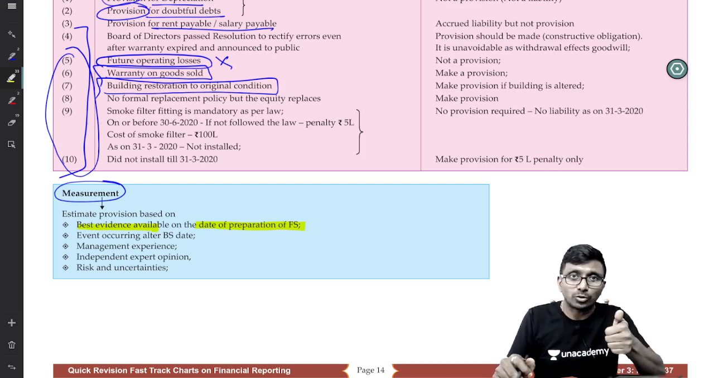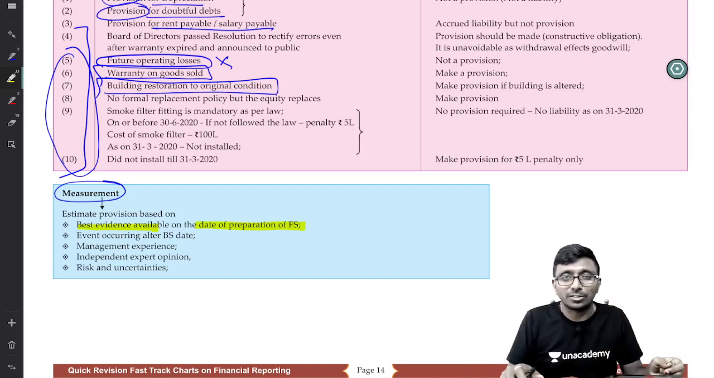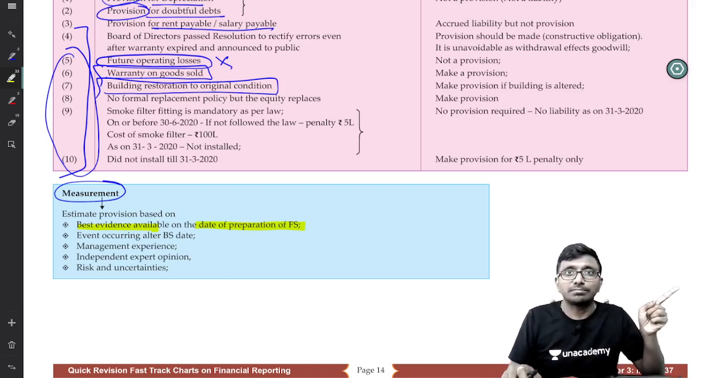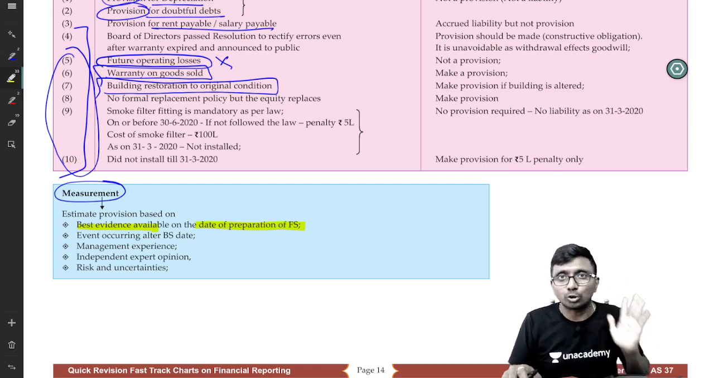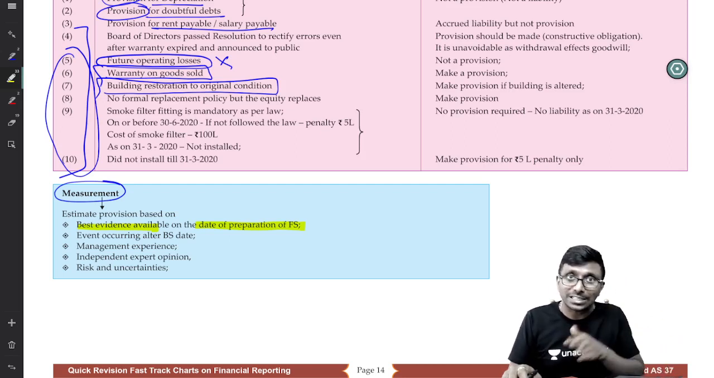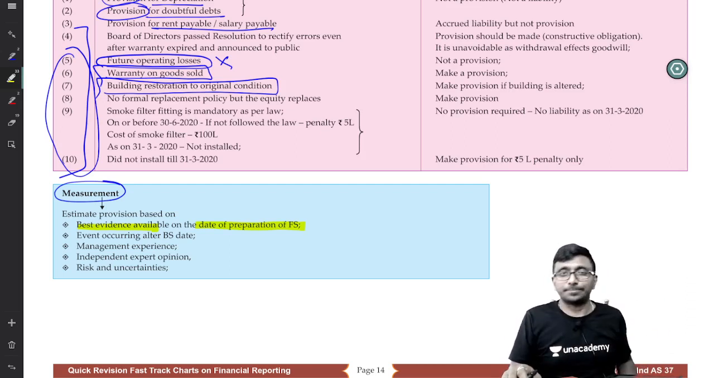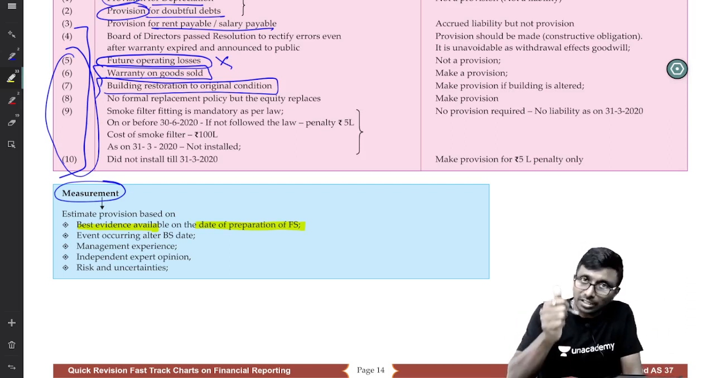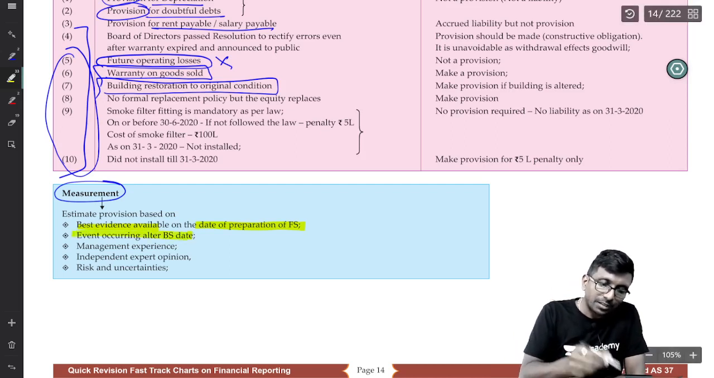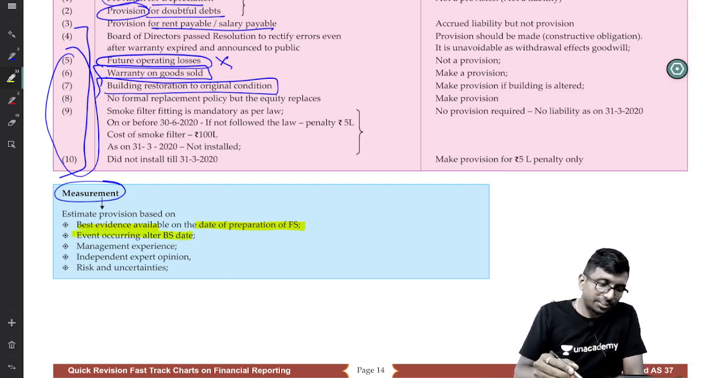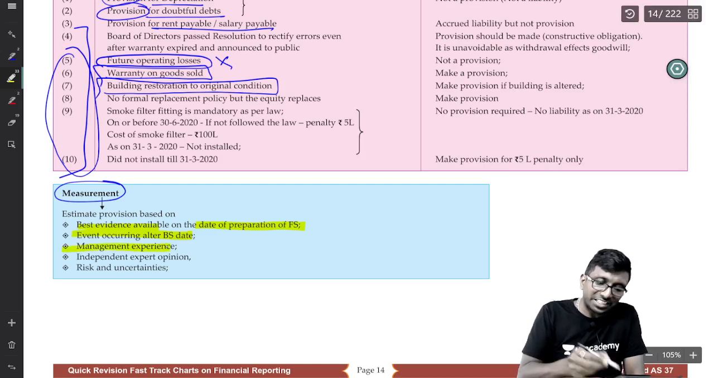Maybe on 31st March you were expecting something like 10,000. Maybe on 15th August you may be expecting 15,000. Then go back and record the journal entry for 15,000. At the end of the day your liability should be 15,000. That means he's asking, indirectly, to consider the events occurring after the balance sheet date. That is the next line. Consider the events occurring after the balance sheet date. And next, management experience.